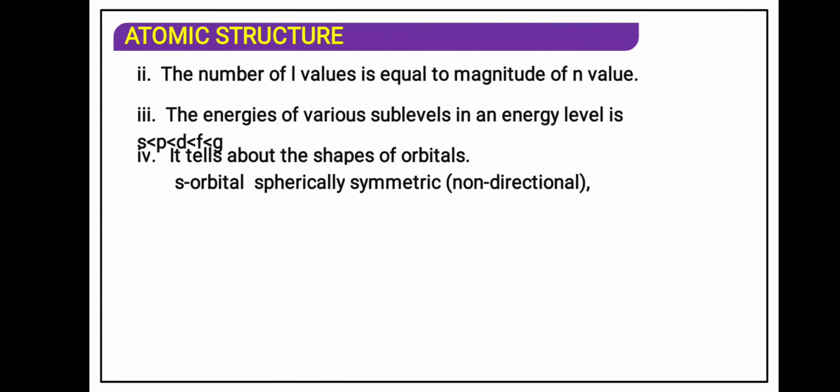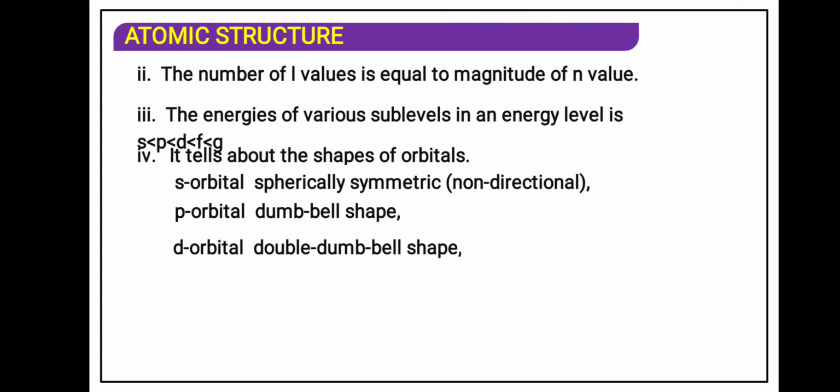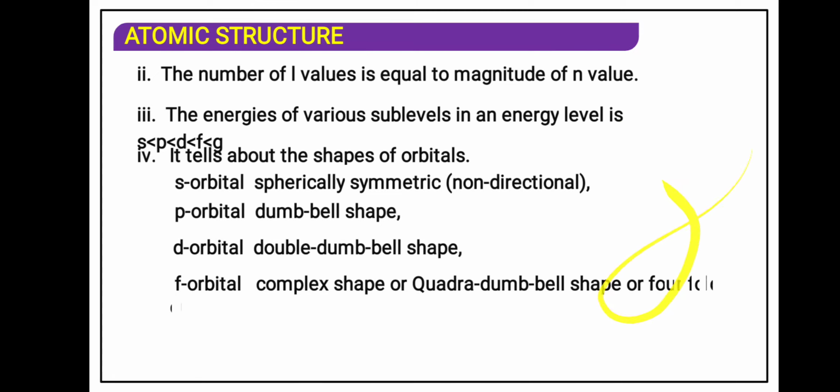S will have a spherically symmetric, non-directional shape. P orbital will have a dumbbell shape. Dumbbell shape means a lobe in the form of 8 will form. Double dumbbell means two 8s will form in this way. The shape of the f subshell has not been given in our textbook. It is a complex shape, a quadra dumbbell or fourfold dumbbell shape. It's quite complicated.